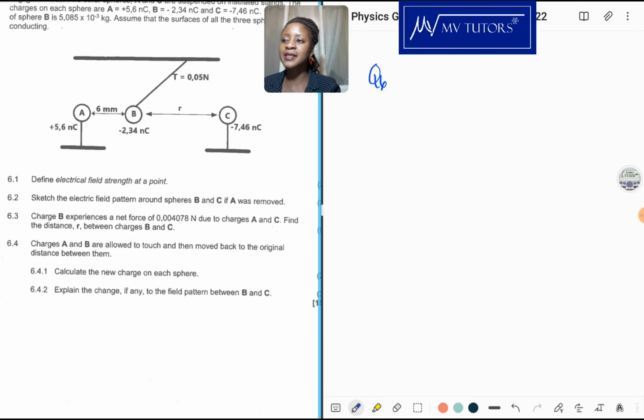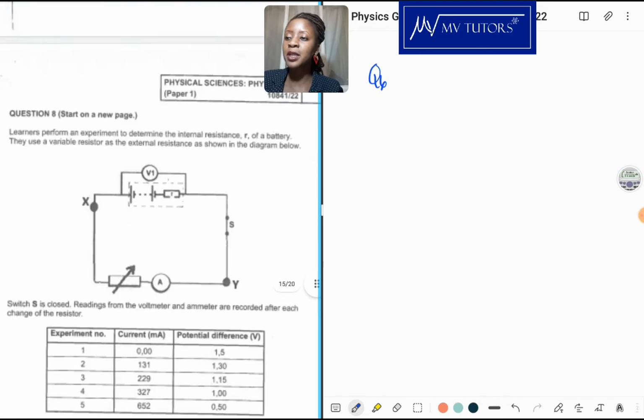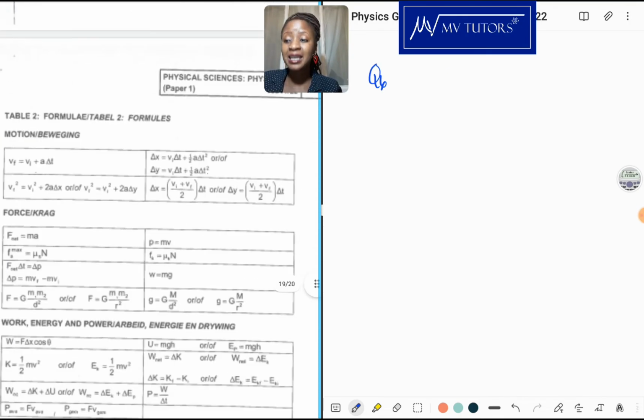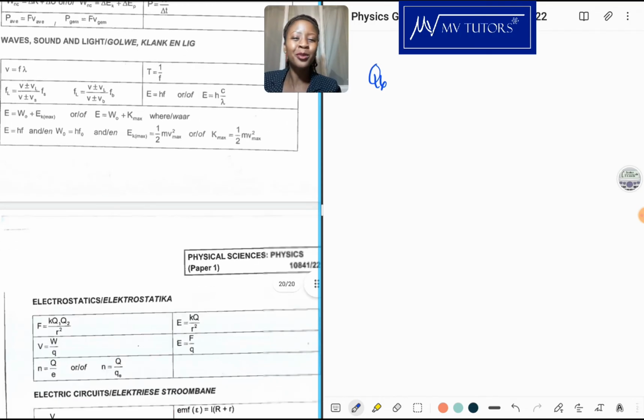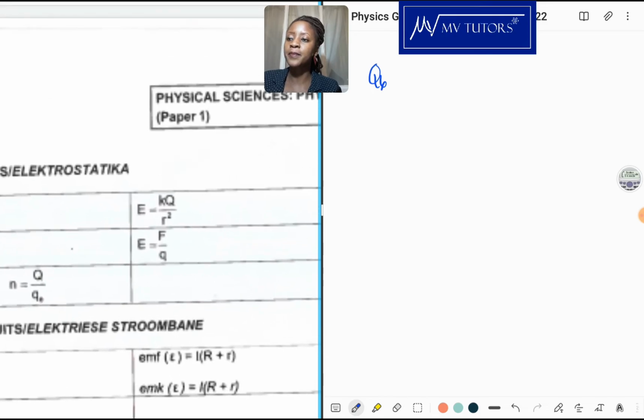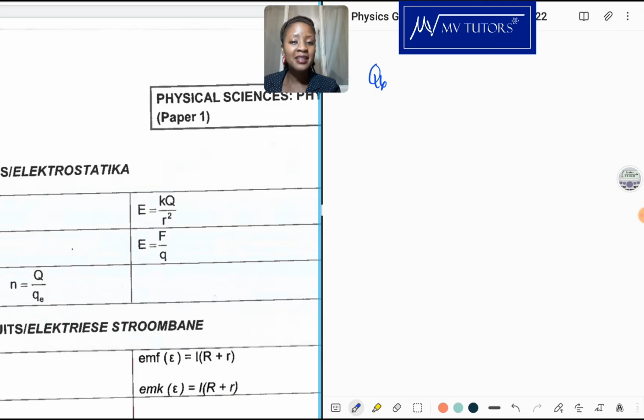Now let's get to the first question. It says define electric field strength at a point. Not such a difficult thing to remember or recall, but if you do forget, go to the formula sheet, have a look at what the electric field strength formula is, and from there just try to formulate some words. So if you look at E, that is the electric field strength at a point. E is equal to F over Q. What is F? It's force. So basically the electric field strength is the force per unit charge in simple terms.